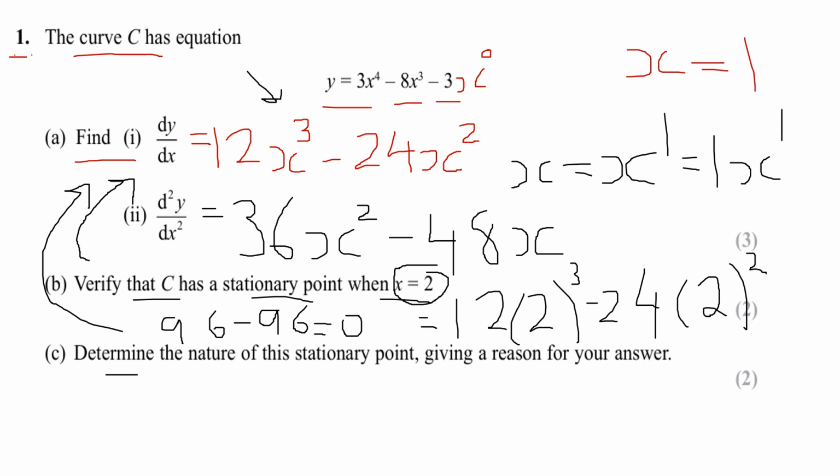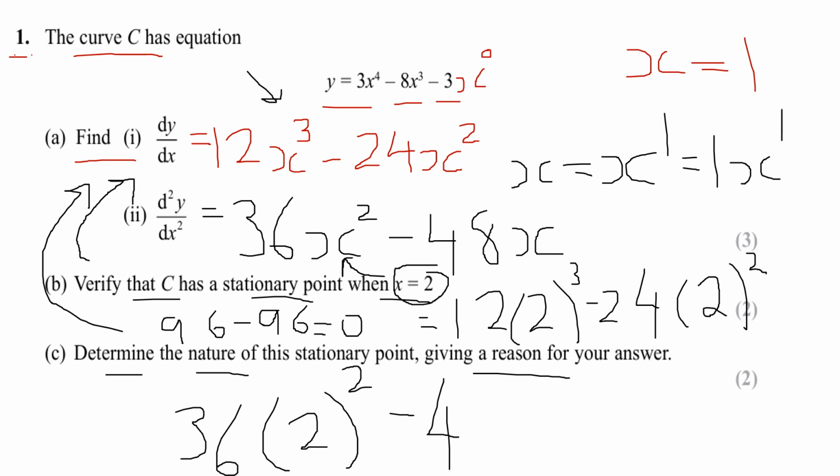Part (c): determine the nature of the stationary point, giving a reason for your answer. Now we're going to sub x equals 2 into the second derivative, d2y by dx squared. So we have 36 lots of 2 squared minus 48 lots of 2. Bring this into your Casio if you're unsure. I like to do it in my head, just for good practice. 2 squared makes 4, times 36 makes 144. 144 minus 48 times 2 makes 144 minus 96.